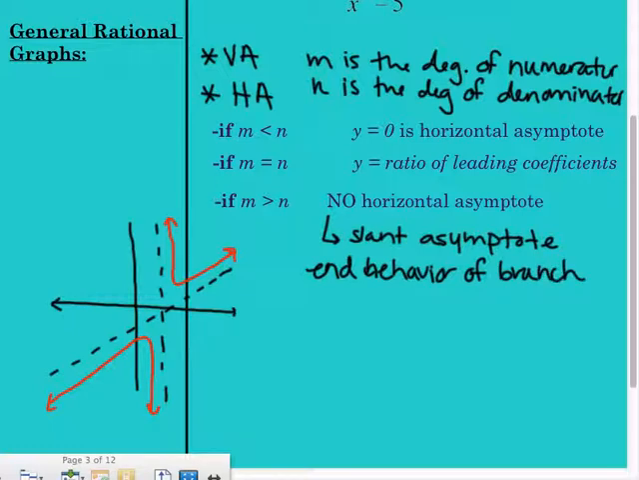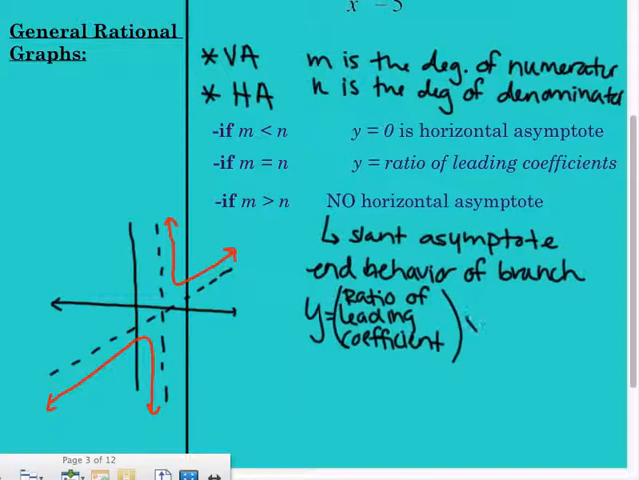And the way we do that is it's y equals the ratio of the leading coefficients, that's the coefficient in front of x, and then x is to the m minus n power. So what usually happens is you'll have something like y equals 2x. That tells you it has a positive slope. So that'll tell me what end behavior my branches should have. So we will talk more about that after spring break. You won't actually do any examples of that today.